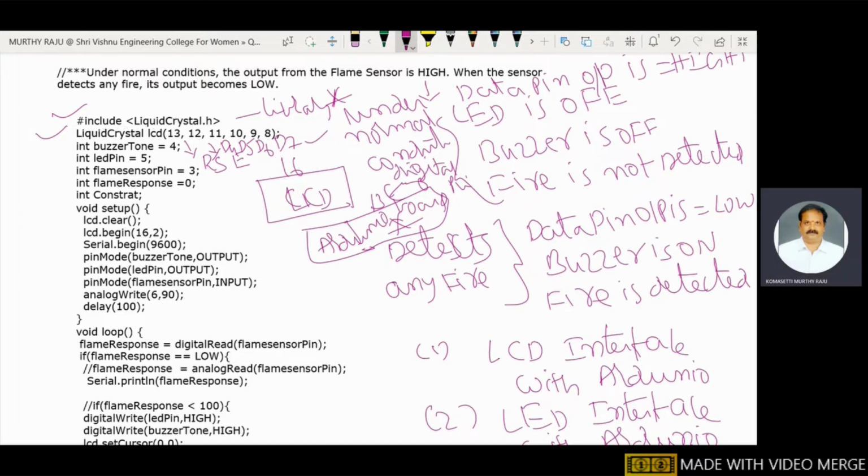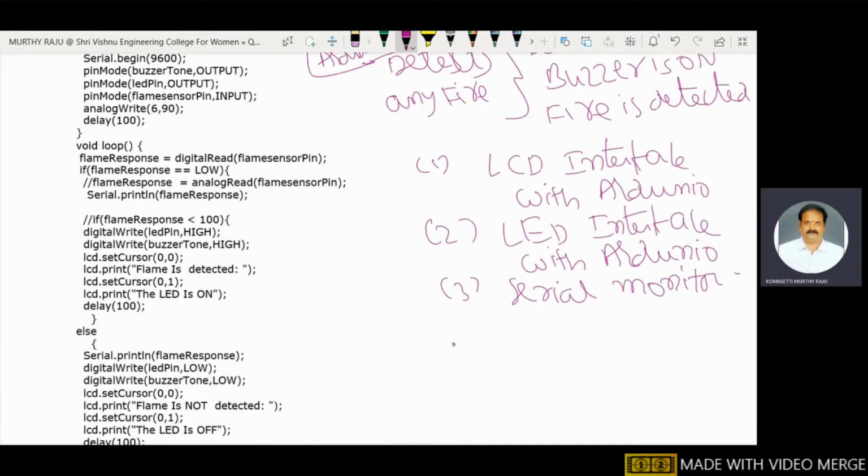By using this second statement, we have to make connections between the LCD and the Arduino board. The LCD has 16 pins and the Arduino board has 0 to 13 digital pins. Here, three types of interfacing are there. First one is the LCD. Then the buzzer, and third one, the serial monitor.